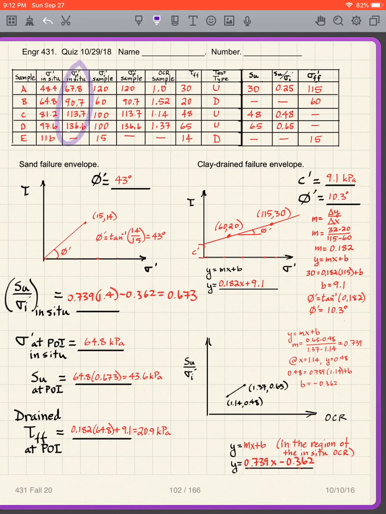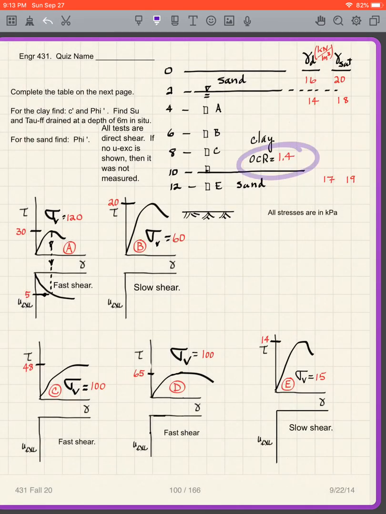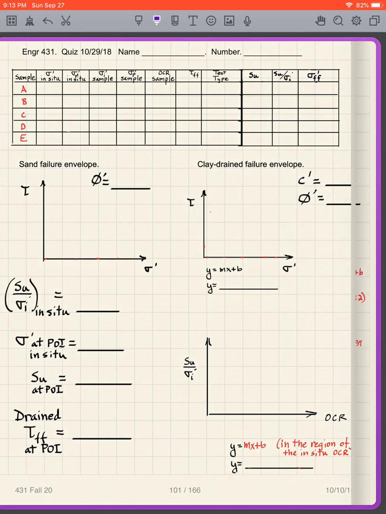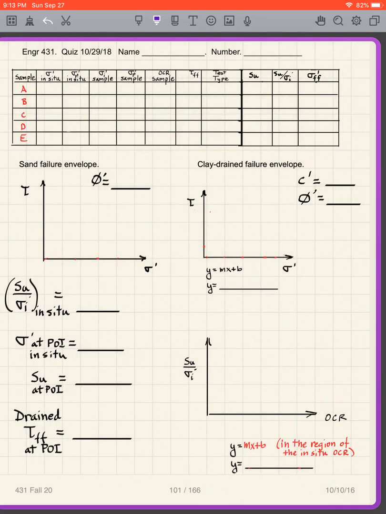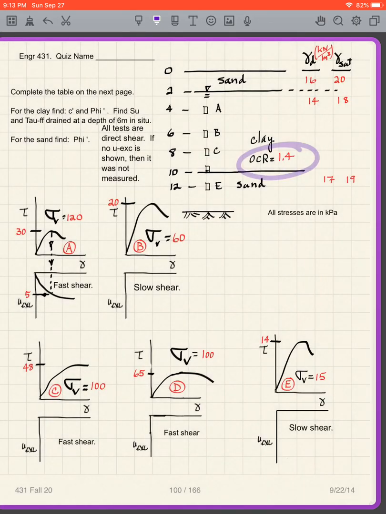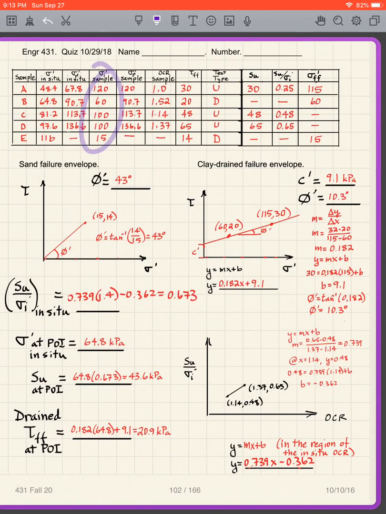Okay, and then sigma prime P in situ. Well, what's sigma prime P in situ? I guess I didn't point out that the OCR is 1.4. So OCR is given to be 1.4, and so we take this column, multiply it by 1.4, we get that column. Then the sigma prime I from the sample, where does that come from? For the sample, we've established that comes from these numbers here. Those are the sigma prime I's for the sample. So we just list them here.